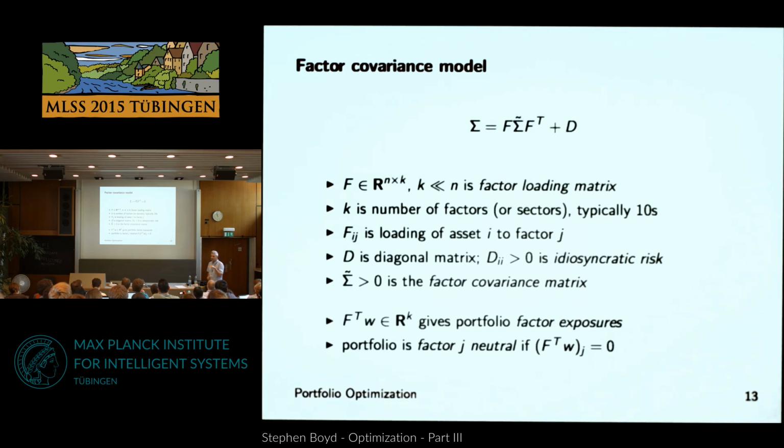Like factor 1 would be like energy, right? And then if the corresponding entry in F was like 1.2, you would say, oh, that asset has a 1.2 exposure to the energy sector, okay? Right? If it was negative, that would mean something else. If it's 0, it would mean uncorrelated, right? The next one might be defense or so, I don't know, this kind of thing, right?